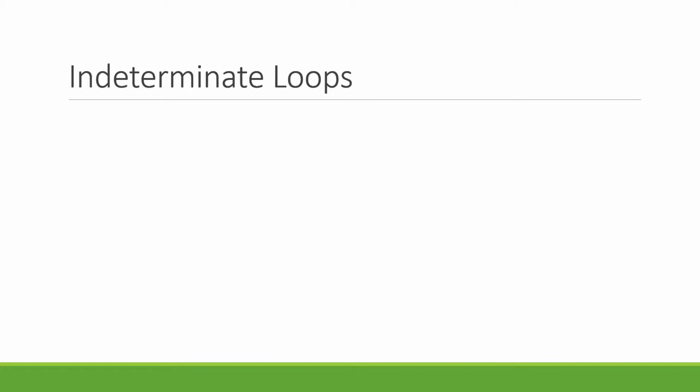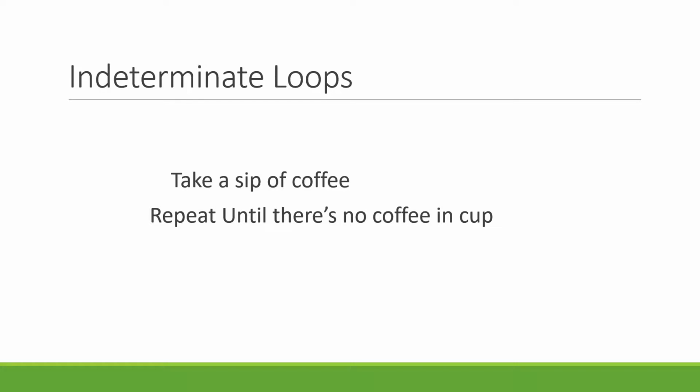Indeterminate loops iterate for some unknown number of times. For example, you might sip your coffee as long as there's coffee in your cup, but we don't know exactly how many sips that might be. It depends on the size of the cup, it depends on how much coffee you happen to put into the cup. It could take 20 sips or 50 sips, but the number of sips doesn't really matter because we only need to know when the cup is empty.